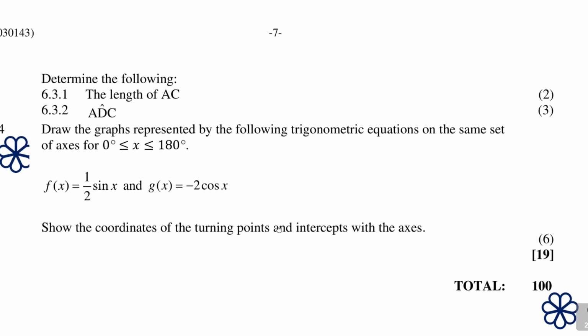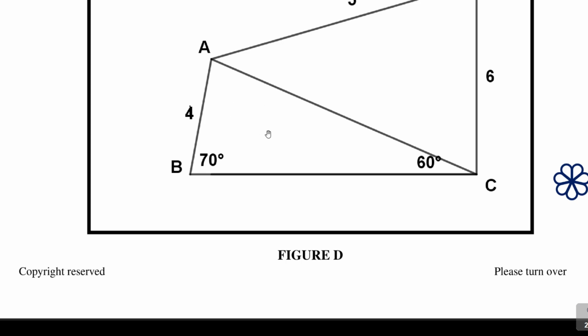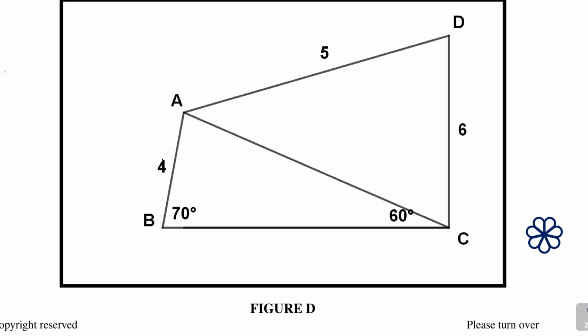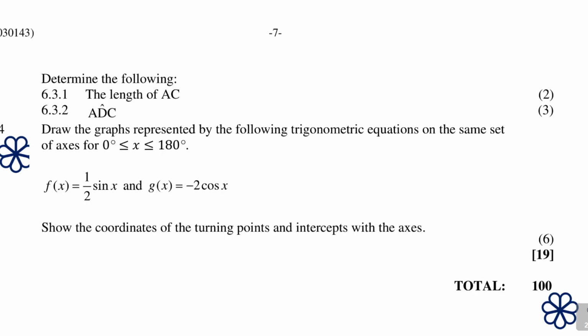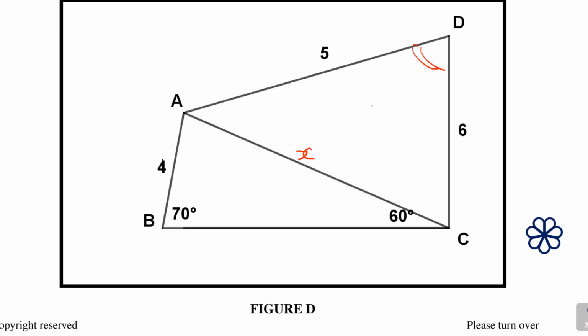What do they want? They want: determine the following, the length of AC and angle ADC. The length of AC. They want AC. And ADC, they want this thing. Let me check again. Yeah. Let me check ADC. Yes.